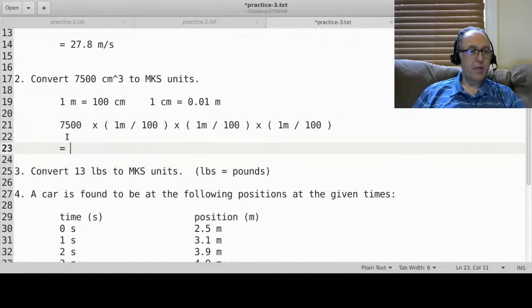Okay, and let me just quickly do that on my calculator. I think I know what the answer is, but divided by.